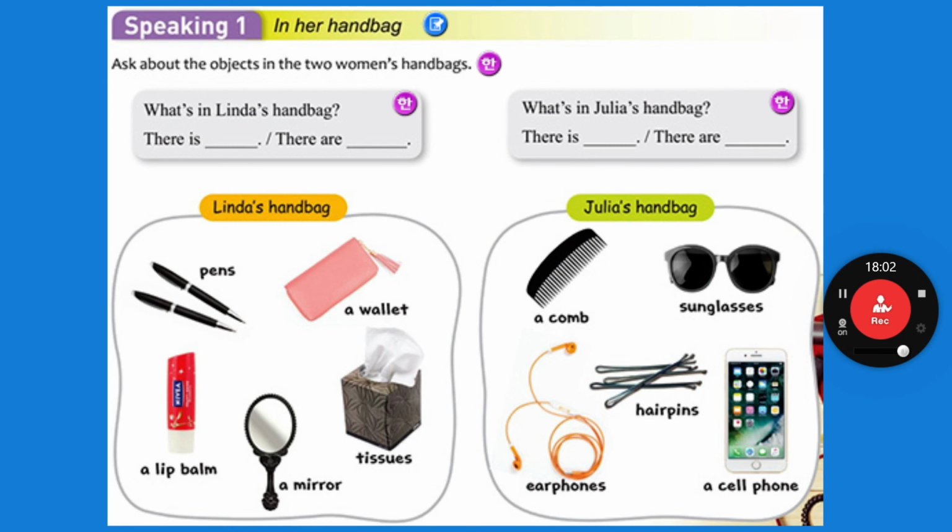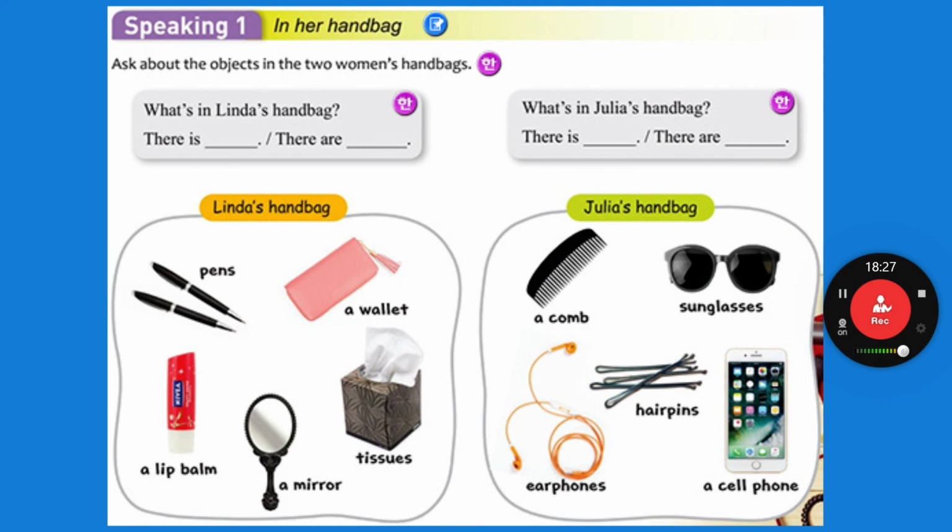Listen and repeat. A comb. Sunglasses. Earphones. Hairpins. A cell phone. What's in Julia's handbag?